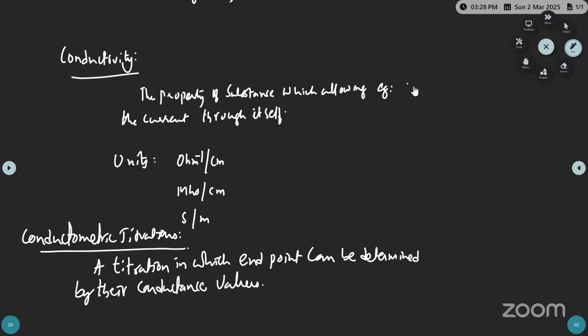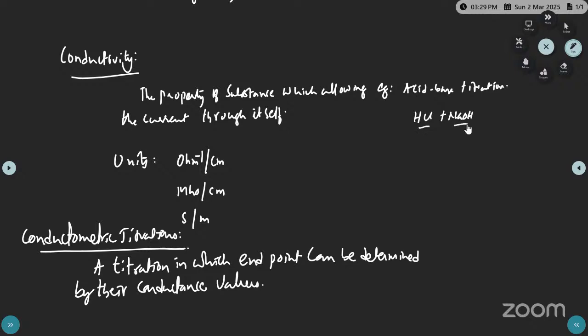Examples are acid base titrations. In our syllabus there are acid base titrations, and in that particularly strong acid versus strong base. Tell me one strong acid. HCl is the strong acid and the base is NaOH. So here the titration is between HCl and NaOH.